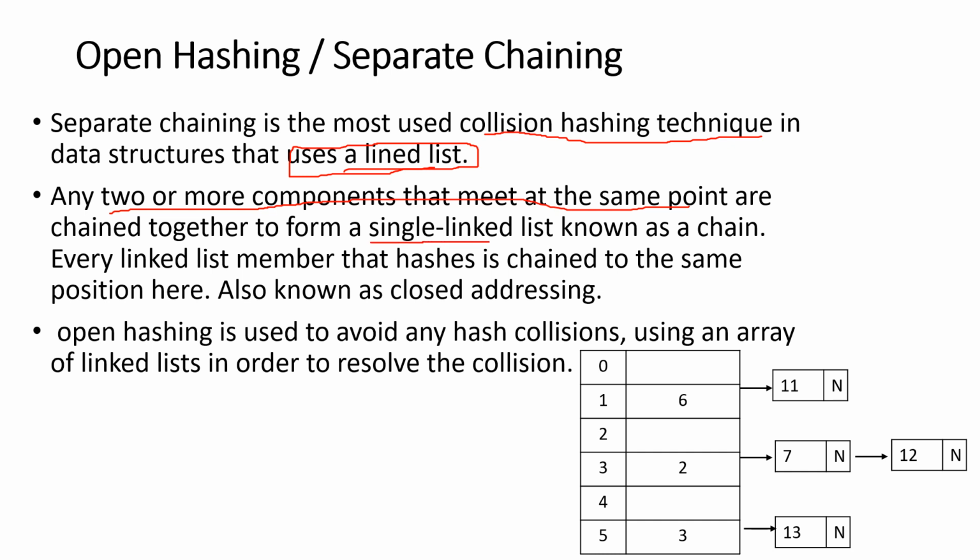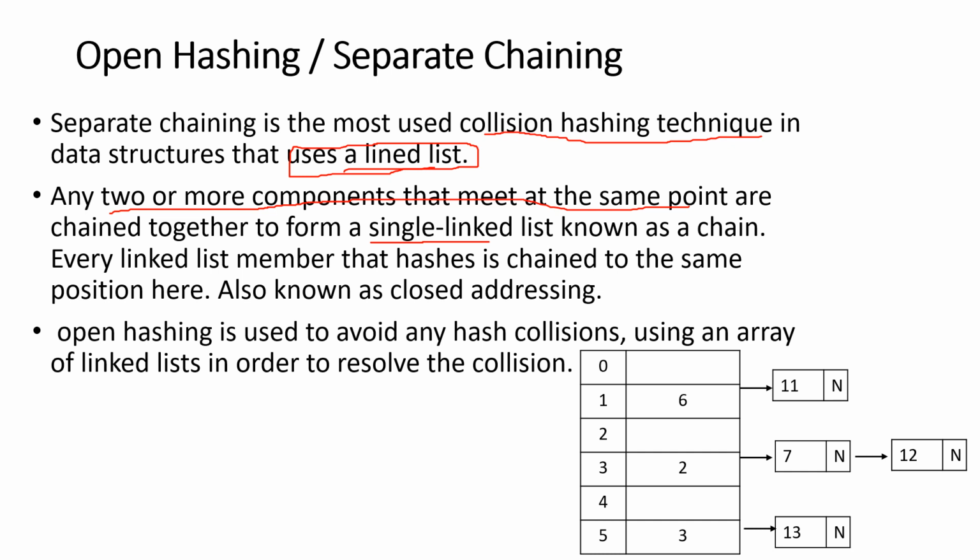Suppose here in the table 6 and 11 are getting the same index, which is 1, and are chained together. It means they form one singly linked list. Every linked list member is chained to the same position. Of course, if two elements get the same index, they are going to form a singly linked list at that index.